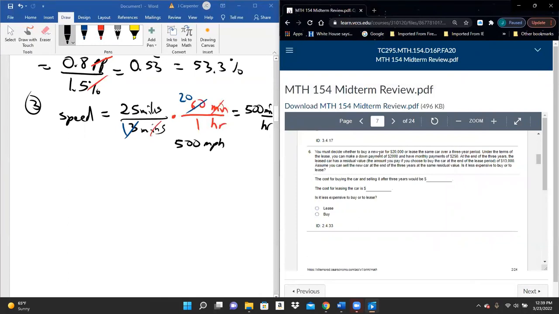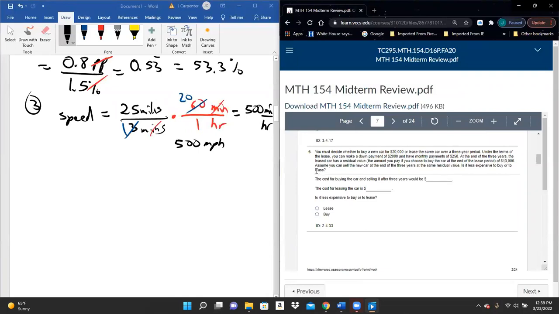You must decide whether to buy a new car for $20,000 or lease the same car over a 3-year period. Under the terms of the lease, you can make a down payment of $2,000 and have monthly payments of $250. At the end of the 3 years, the leased car has a residual value, which means the amount that you pay if you choose to buy the car at the end of the lease period, of $13,000. Assume you sell the new car at the end of the 3 years at this residual value. Is it less expensive to buy or is it less expensive to lease?